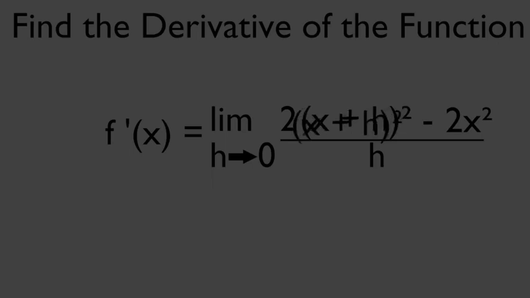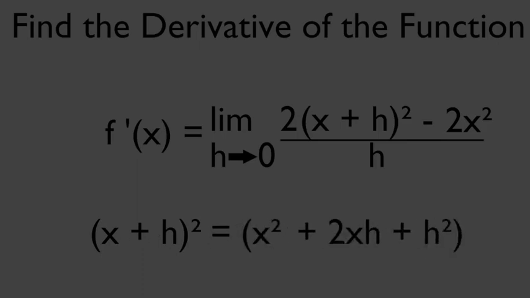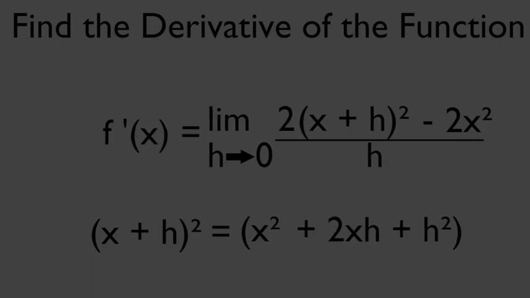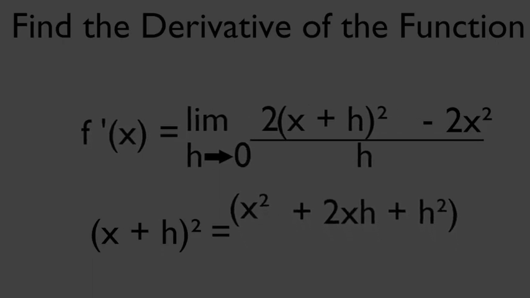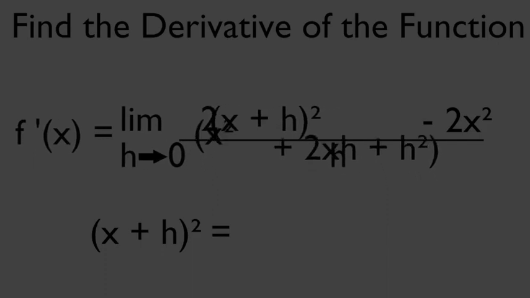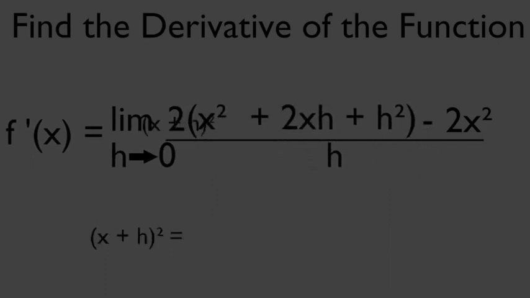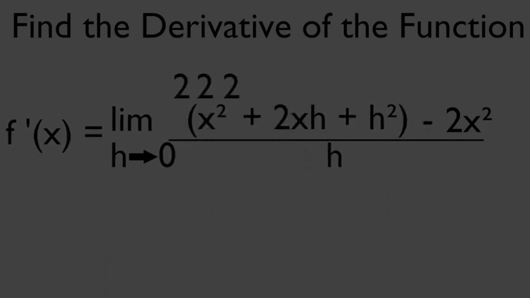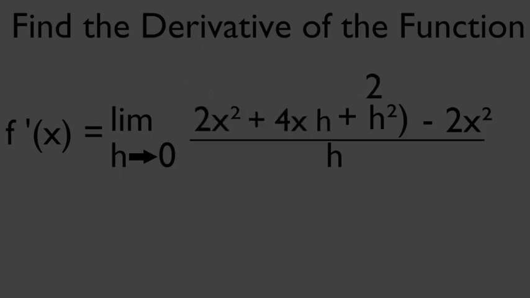Using binomial expansion, we find the value of x plus h squared equals x squared plus 2xh plus h squared. Now we can go ahead and plug the x squared plus 2xh plus h squared back into the equation, replacing the x plus h squared. Now distributing the 2 through the numbers in the parentheses gives us 2x squared plus 4xh plus 2h squared.